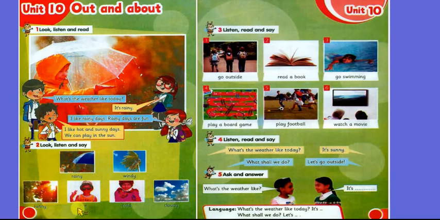So let's go back to this page, page 54. Look, listen and say. Rainy. It's rainy. Windy. It's windy. When the wind is blowing, so windy. Sunny, it's sunny, the weather is sunny, so it's hot, the weather is hot, we're feeling hot, oh, we need to wear light clothes. When the weather is rainy and windy, it's cold. We wear heavy clothes, and if it's cloudy, it's going to rain. It's going to be cold.